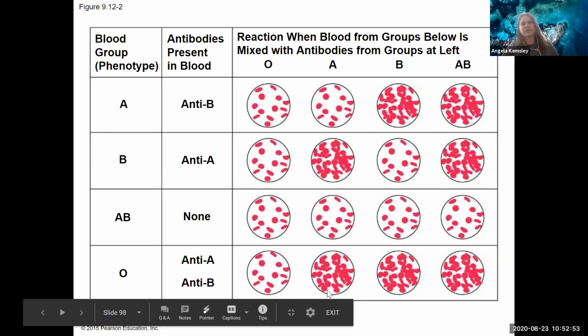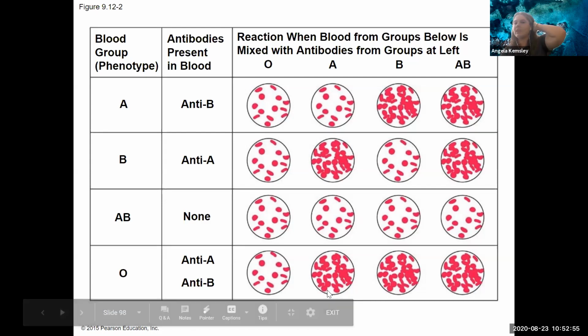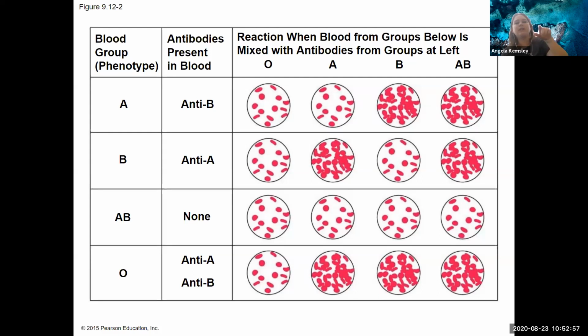So basically when we do this, if we put a drop in and only the B and the AB clump, we know they're blood group A. And you can see the pictures here. We can actually tell the blood group by dropping in the antibodies.